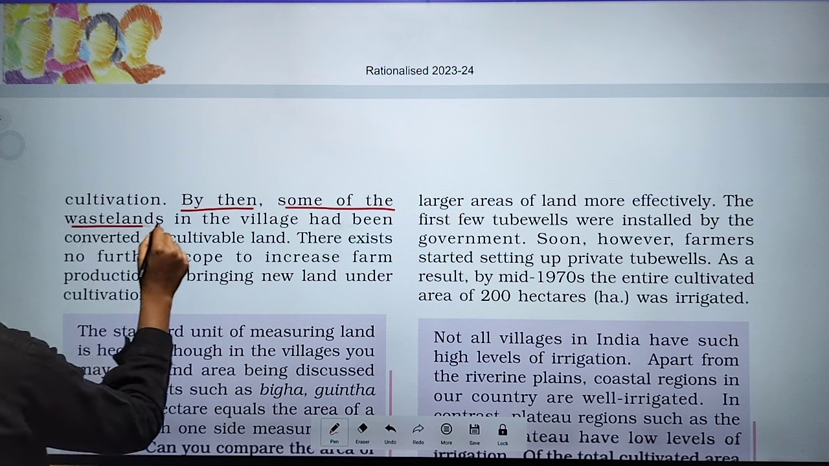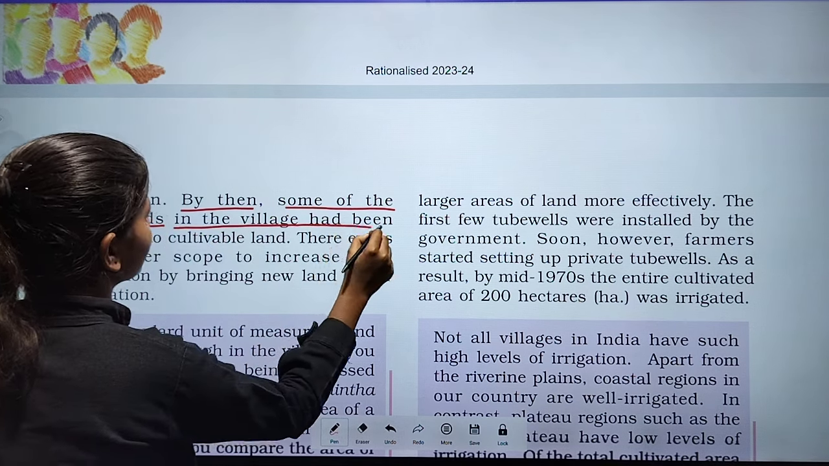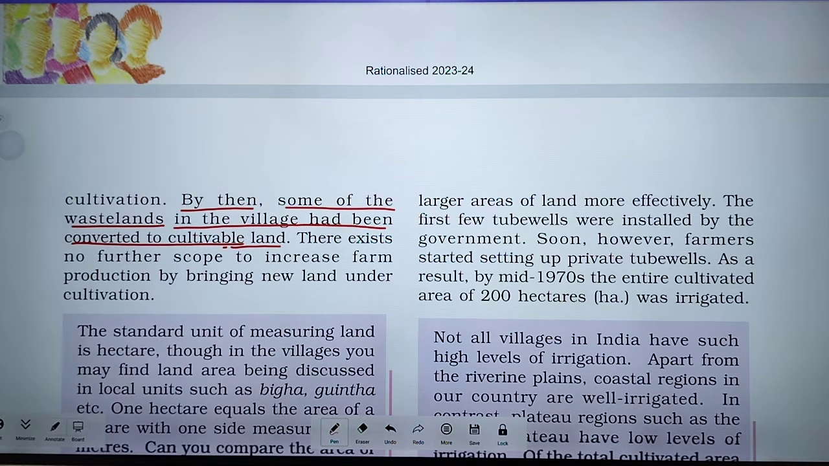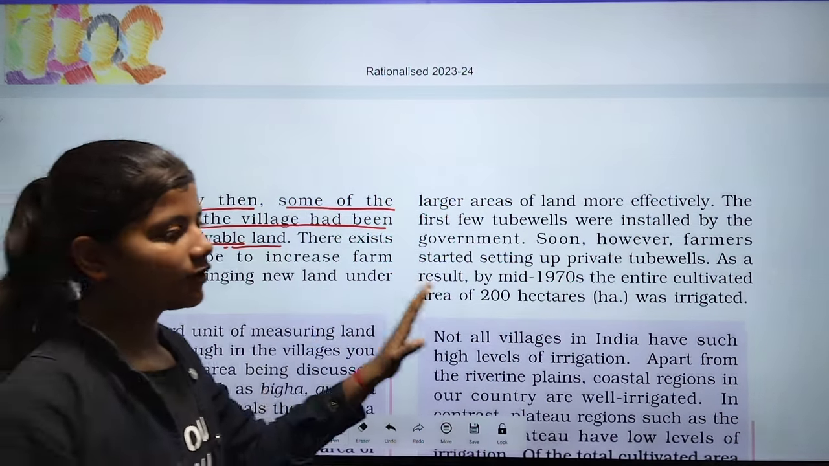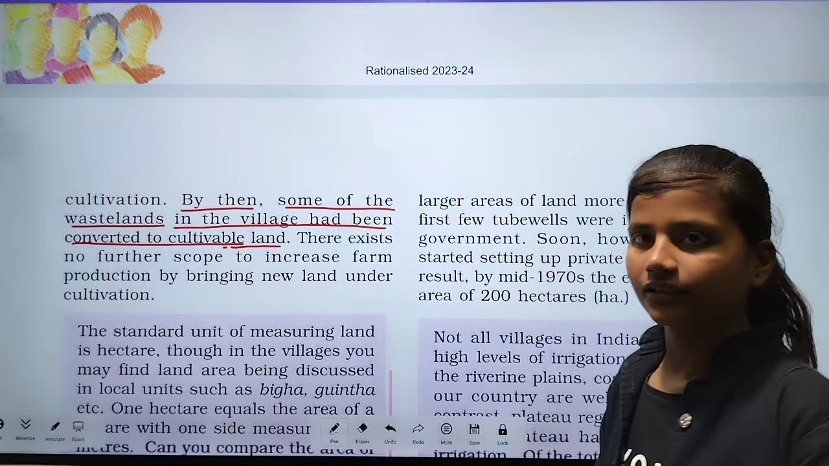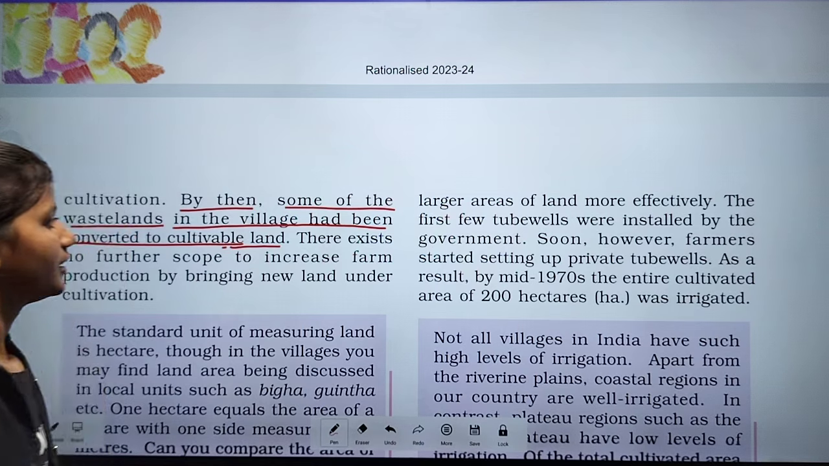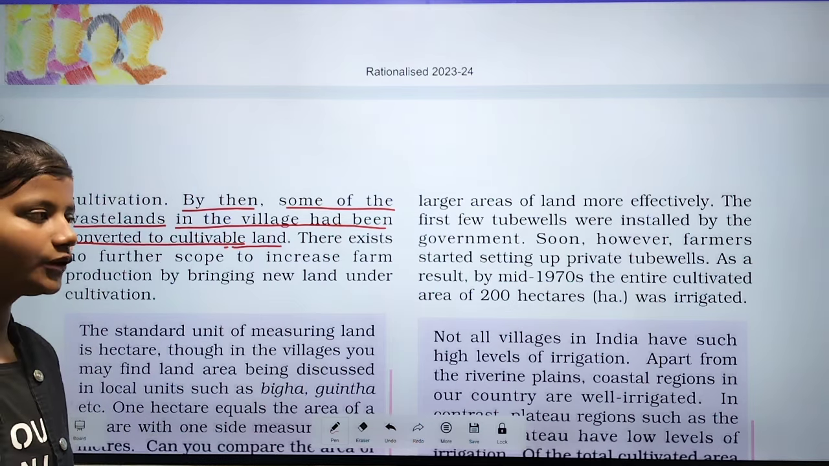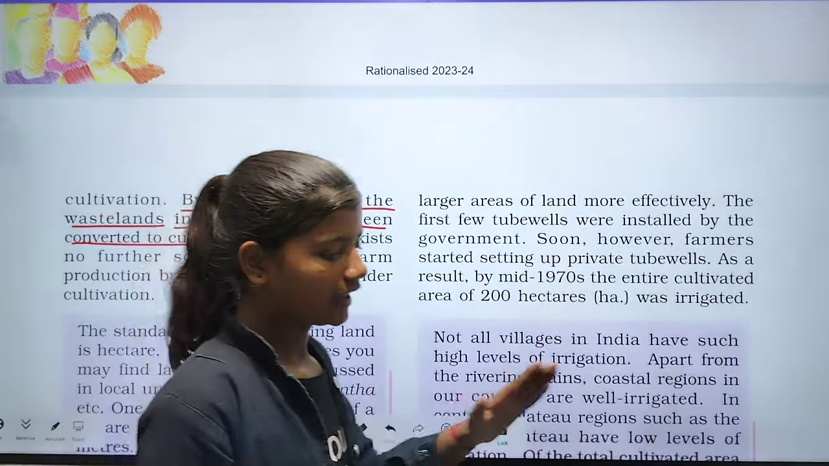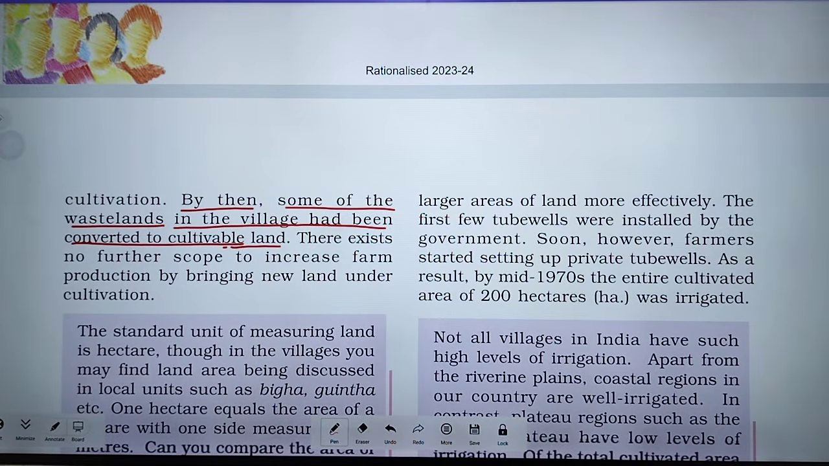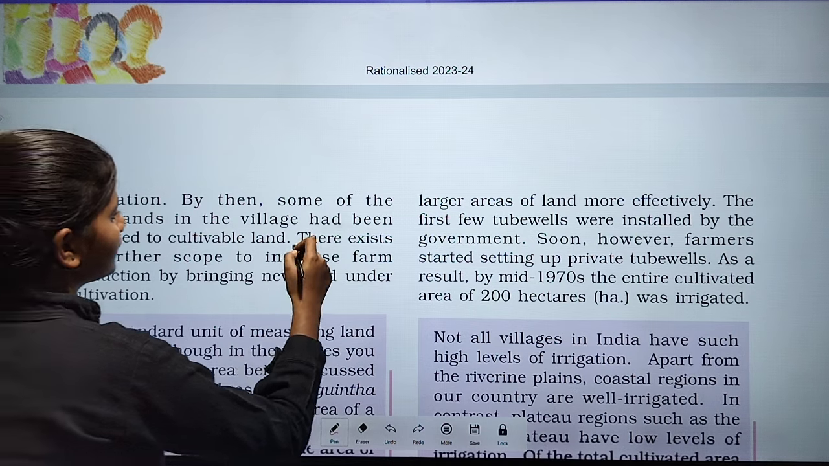By then some of the wastelands in the village had been converted to cultivable land. The wasteland present in the village of Palanpur had been converted into cultivable land.